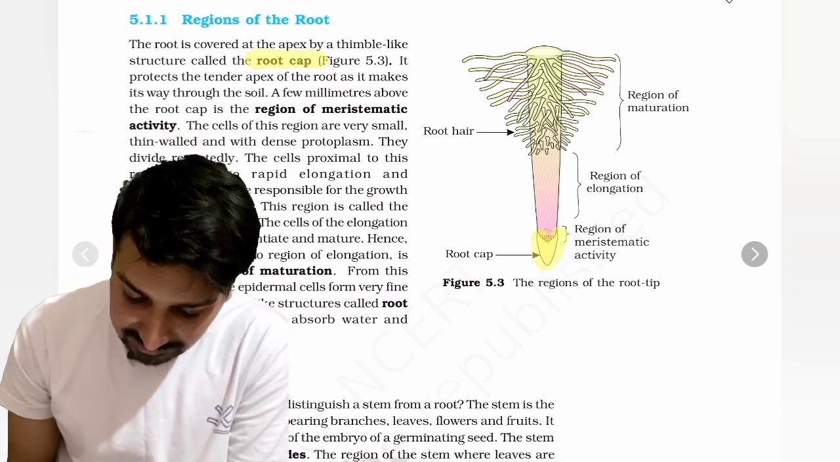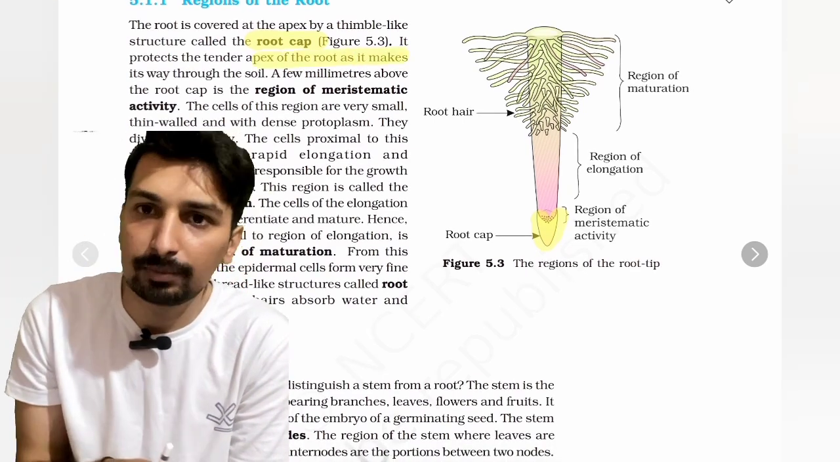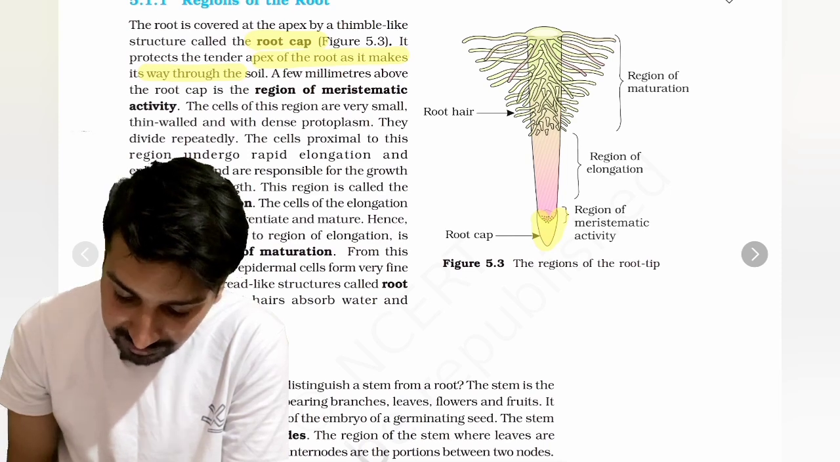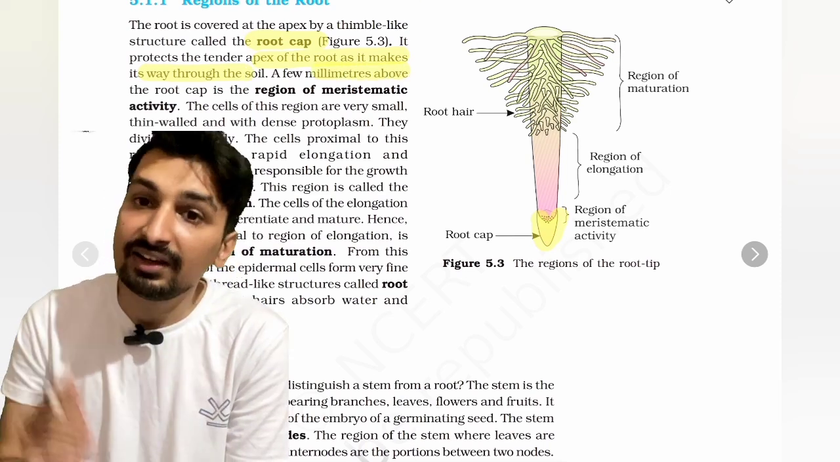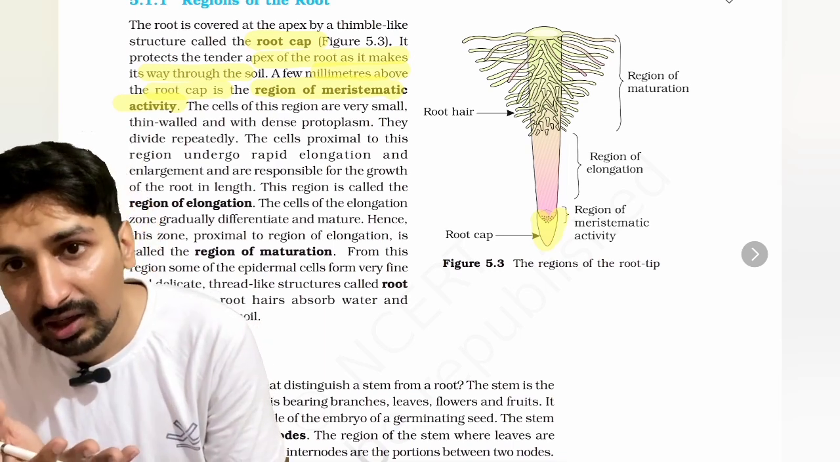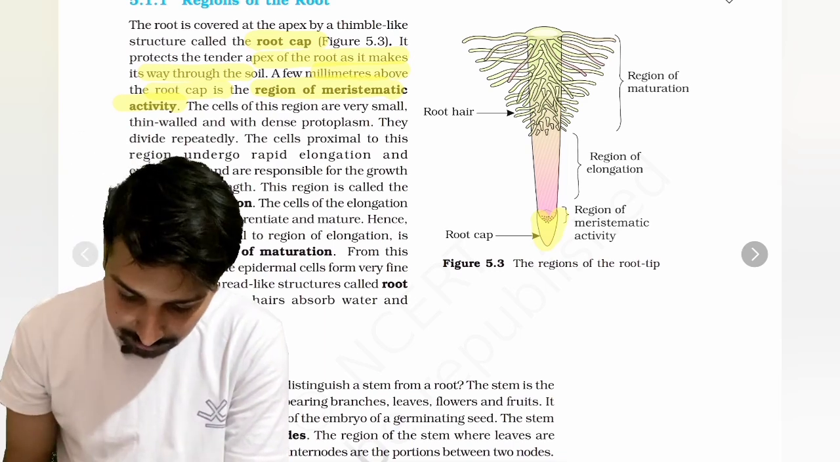It protects the tender apex of the root as it makes its way through the soil. It protects the root because the root has to go deep into the soil. A few millimeters above the root cap is the region of meristematic activity, where the cells are dividing rapidly. Meristematic tissues are tissues which grow very fast. So this is known as meristematic activity.